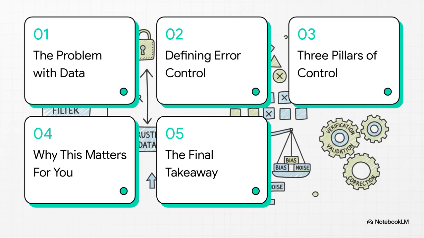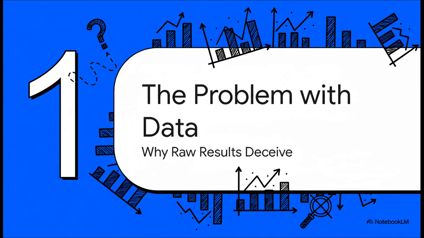So here's our game plan. We're going to start with the problem itself, then we'll define our solution, this idea of rigorous error control. After that, we'll break it down into 3 key pillars, see why this matters for your work specifically, and wrap it all up with the one big takeaway you need to remember. Okay, first things first, let's talk about the problem with data.